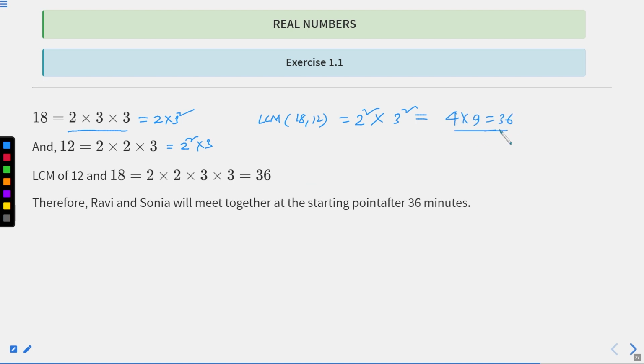So the LCM of 18 comma 12 is equal to 36. Therefore Ravi and Sonia will meet together at the starting point after 36 minutes.